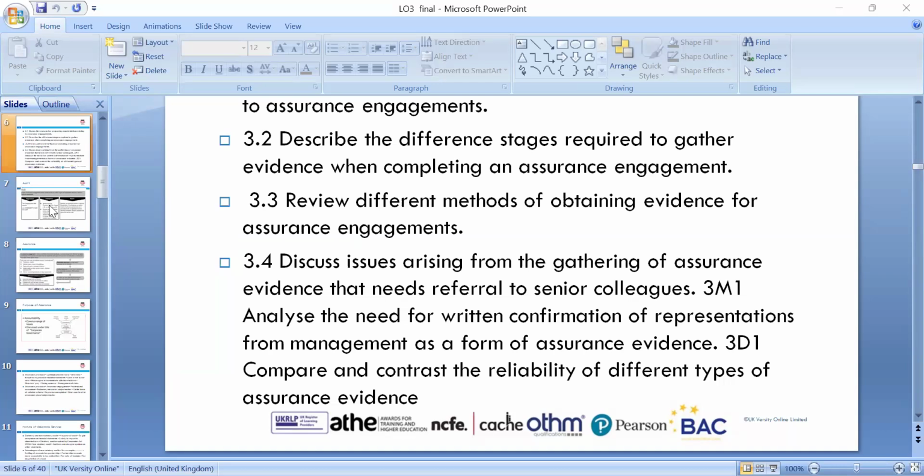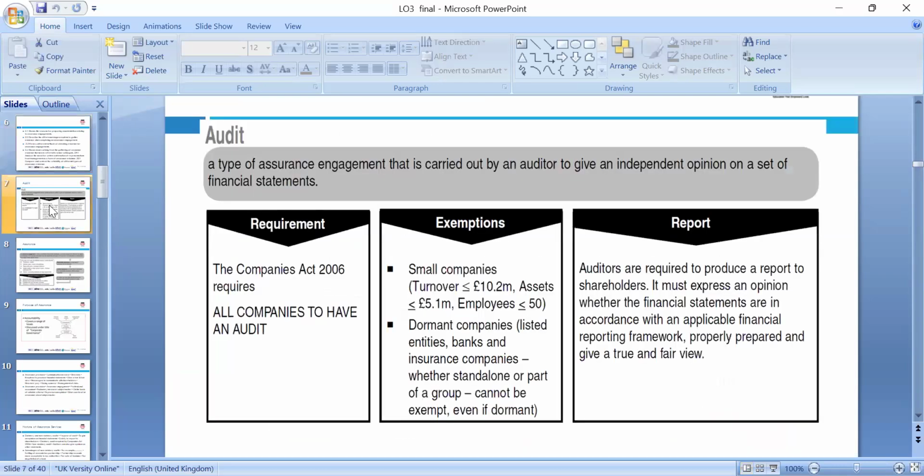And we need this evidence. Audit assurance is carried out by auditors giving an independent opinion on the financial statements required by the Companies Act 2006. Companies are required to have an audit. Small companies have a turnover of 10.2 million, assets of 5.1 million, and fewer than 50 employees; if you're above that, an audit is required. Dormant companies and listed banks also matter; these are quite crucial.